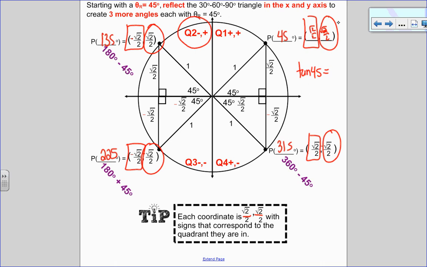So tan of 45, root 2 over 2 over root 2 over 2, is 1. Over here for 135, root 2 over 2 over negative root 2 over 2 is negative 1. And here, tan of 225 is going to be a negative over a negative, which is positive 1. And tan of 315 is a negative over a positive, which will be negative 1.